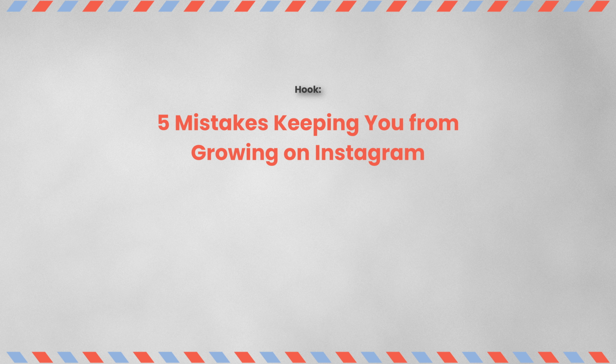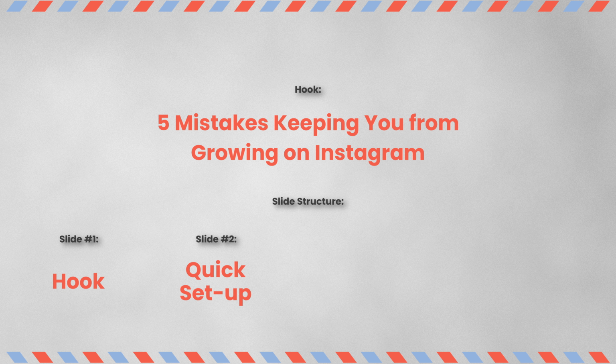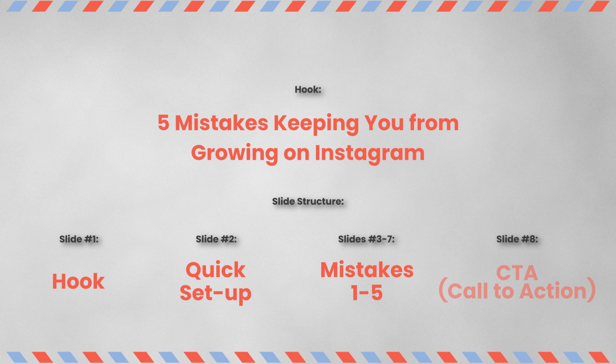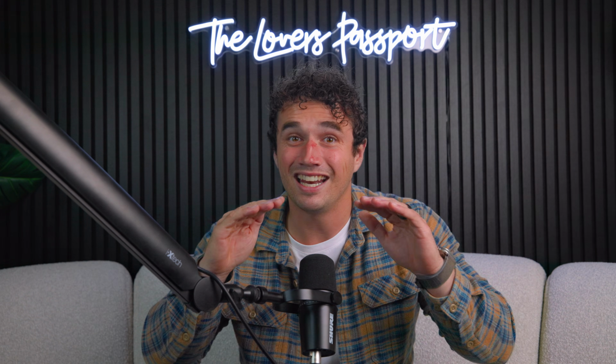For example, if your carousel is called 5 mistakes keeping you from growing on Instagram, that's something we would probably post on the Creator Passport. Your structure could be something like slide 1, hook, slide 2, quick setup, slide 3, mistake 1, slide 4, mistake 2, slide 5, mistake 3, slide 6, mistake 4, slide 7, mistake 5, and slide 8, CTA or call to action. And that's it. You do not need to write a full novel. You just need to know what every slide is supposed to say before you start designing it. Trust me, it'll save you so much time.